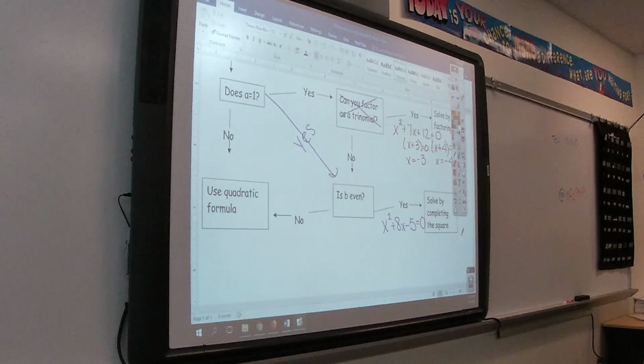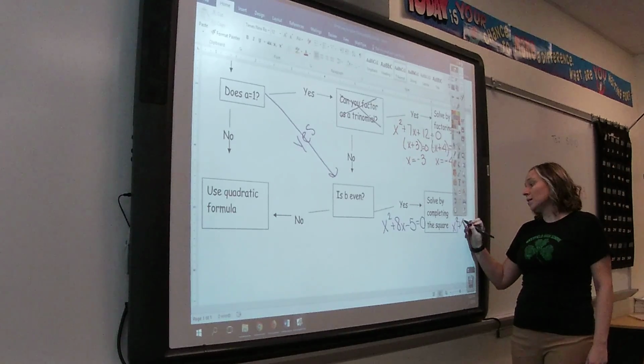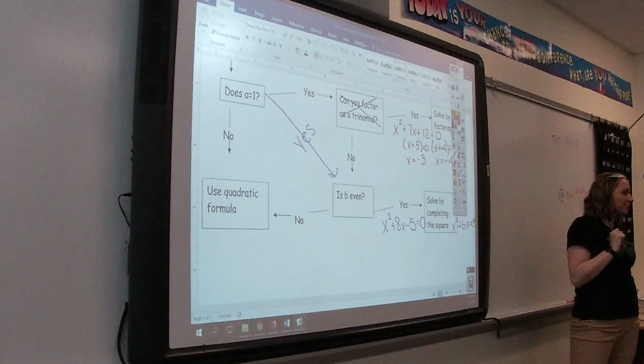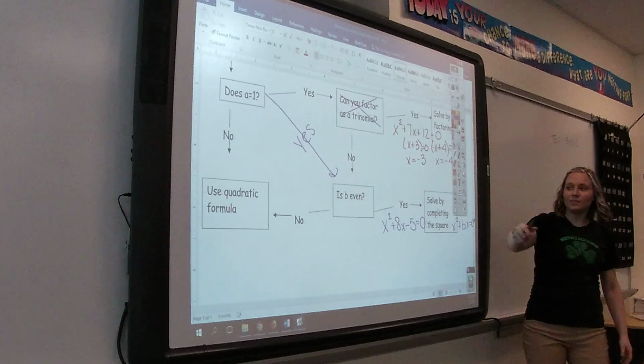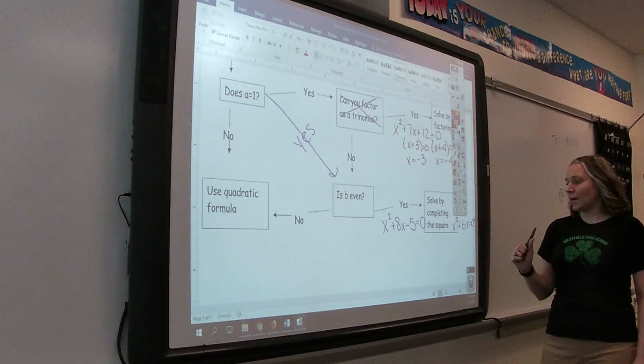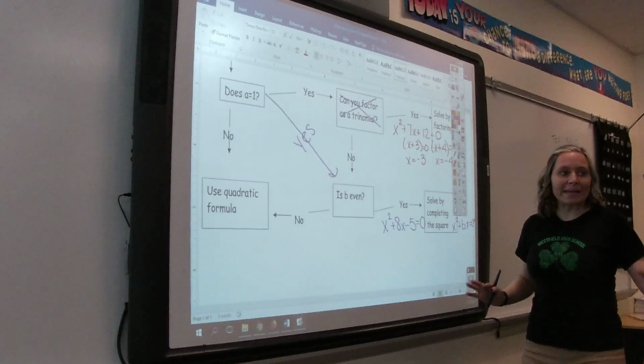Isn't it like it's ax plus bx equals c? Completing the square is x squared plus bx equals c, right? So if there's an a in front, we had to divide by it. Because it needs to be. So that's why I have this, does a equal 1? Yes, Donovan? Didn't you say we could like always use the quadratic formula? Yes, we're gonna get there.